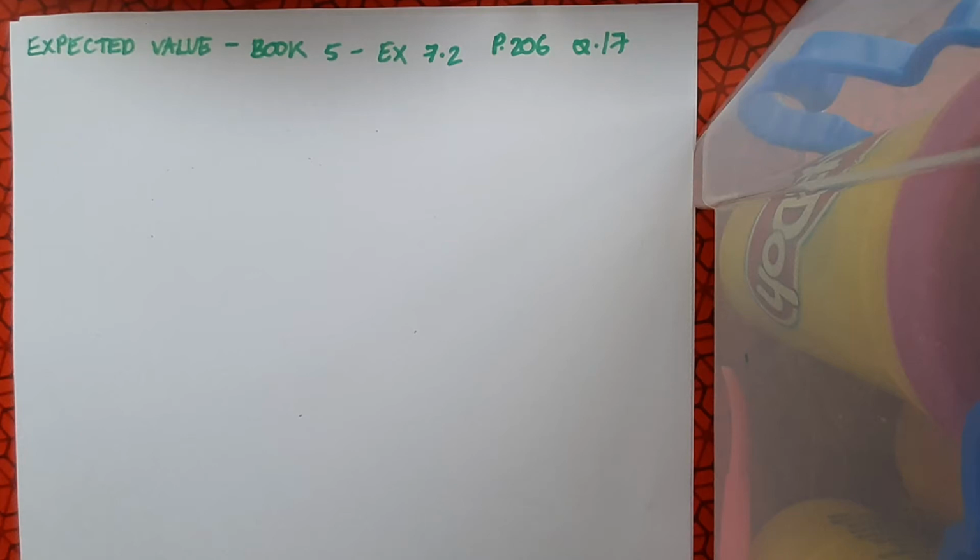This is a solution video for an expected value problem in Book 5, Exercise 7.2. It's page 206, question 17. So we're in a casino and there's two different games going on and it costs me €10 to play each.